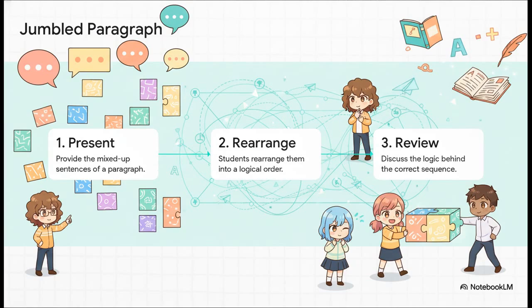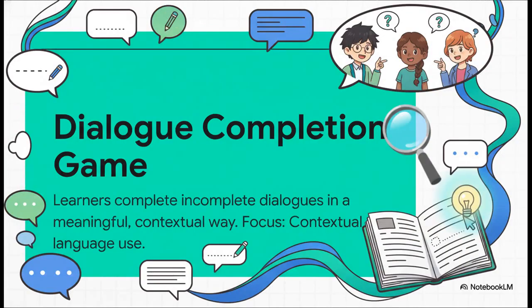The jumbled paragraph game is just a fantastic little puzzle. You take a perfectly good paragraph, chop it up into individual sentences, and scramble them all up. The student's job? Put it back together in the right logical order. This activity makes the pretty abstract idea of coherence totally tangible and teaches them how to structure their own paragraphs way more effectively.